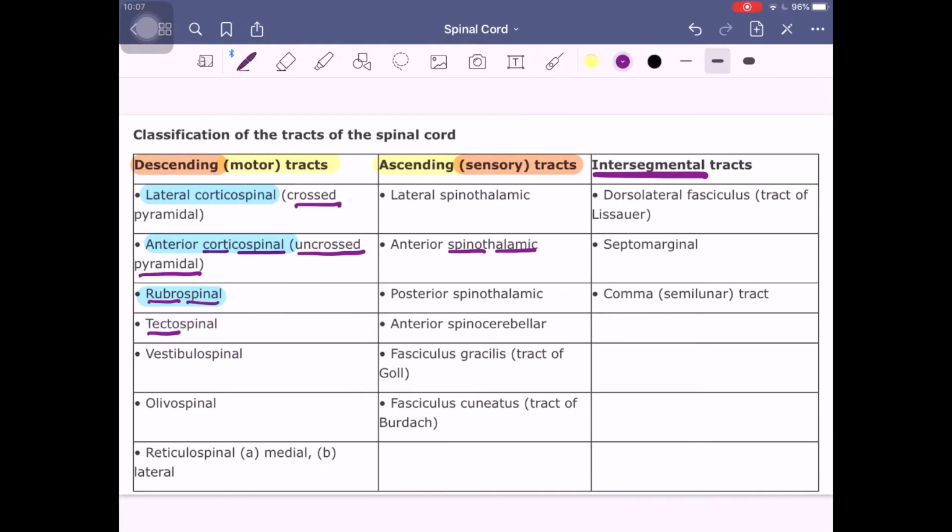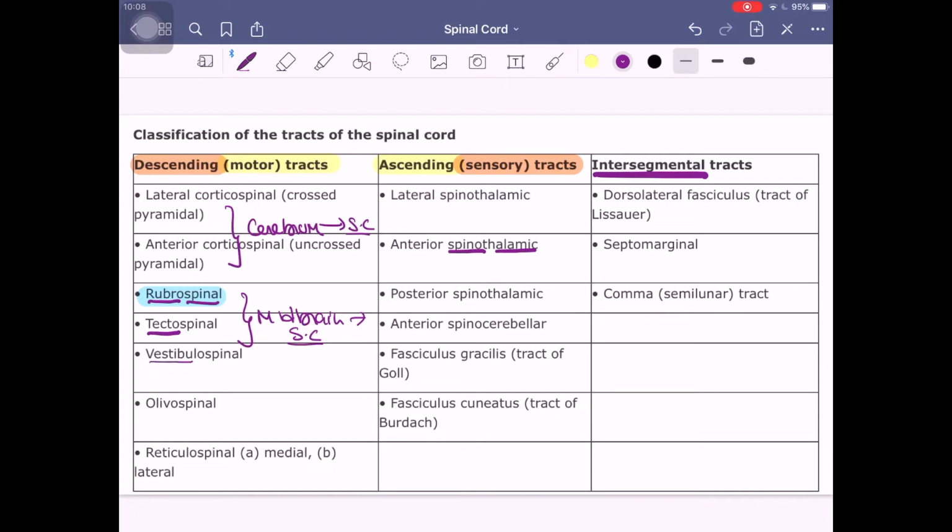So starting from the midbrain and coming to the spinal cord, these are your midbrain to spinal cord tracts. And these two tracts start from your cerebral cortex. So this is from the cerebrum to the spinal cord. In the spinal cord, it is always the anterior horn, we said anterior horn is the motor horn. So these all come and terminate in the anterior horn of the spinal cord.